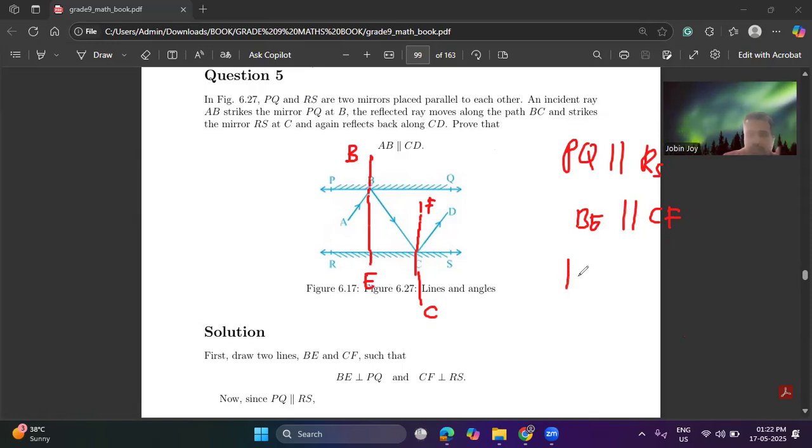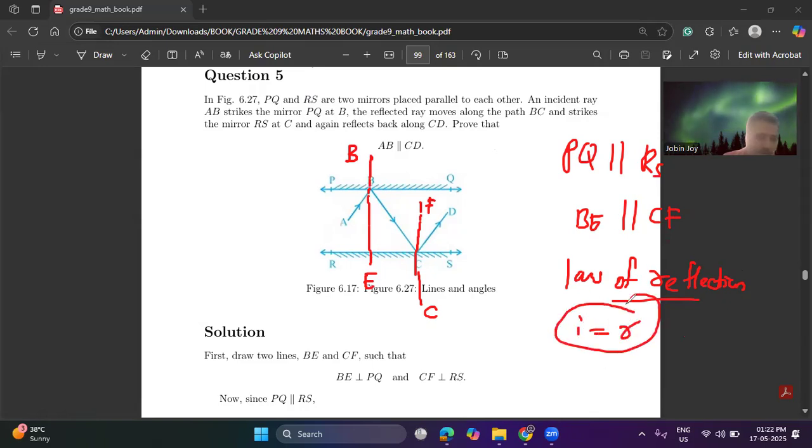Now the law of reflection. In science, you already studied the law of reflection. What is the law of reflection? Angle of incidence will be equal to angle of reflection. Angle of incidence means this angle, so I am putting this as 1. This is the angle of reflection, 2. So angle 1 is equal to angle 2, because as per the law, angle of incidence is equal to angle of reflection. Similarly, I am putting this angle as 3 and this angle as 4.